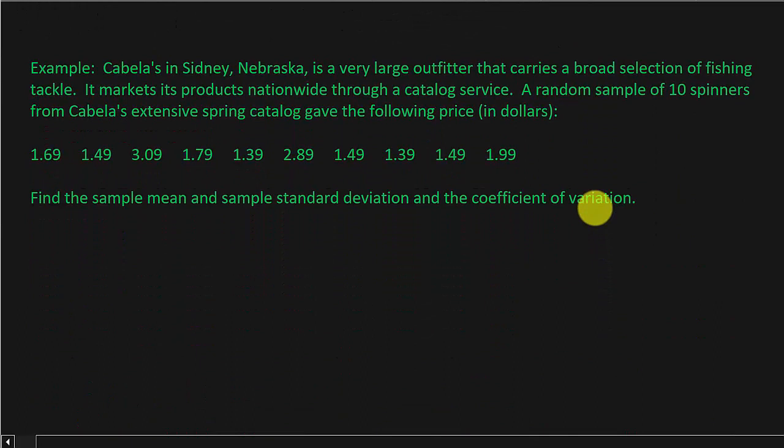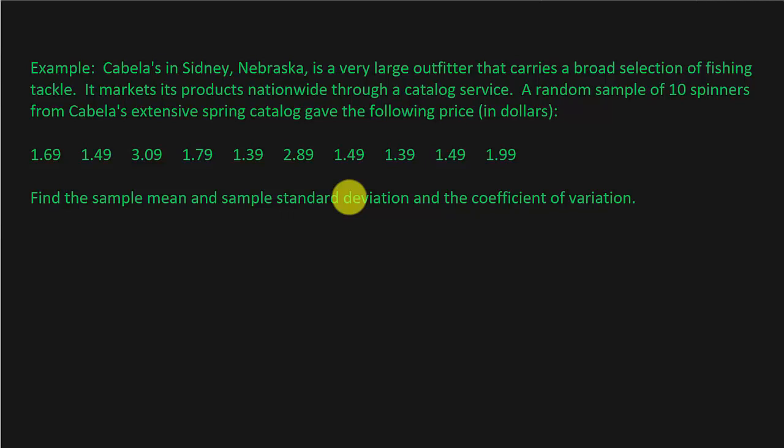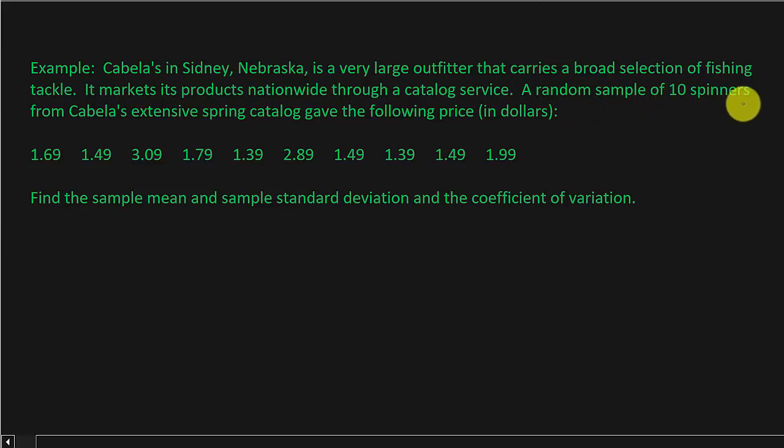It says Cabela's in Sidney, Nebraska is a very large outfitter that carries a broad selection of fishing tackle. It markets its products nationwide through a catalog service. A random sample of 10 spinners from Cabela's extensive spring catalog gave the following price in dollars. So there it is. We got 10 of them. Find the sample mean and sample standard deviation and the coefficient of variation. So notice what it says here. It says a random sample of 10 spinners. Okay. So they have a lot more spinners, and we're randomly selecting 10 of them and writing the price down.